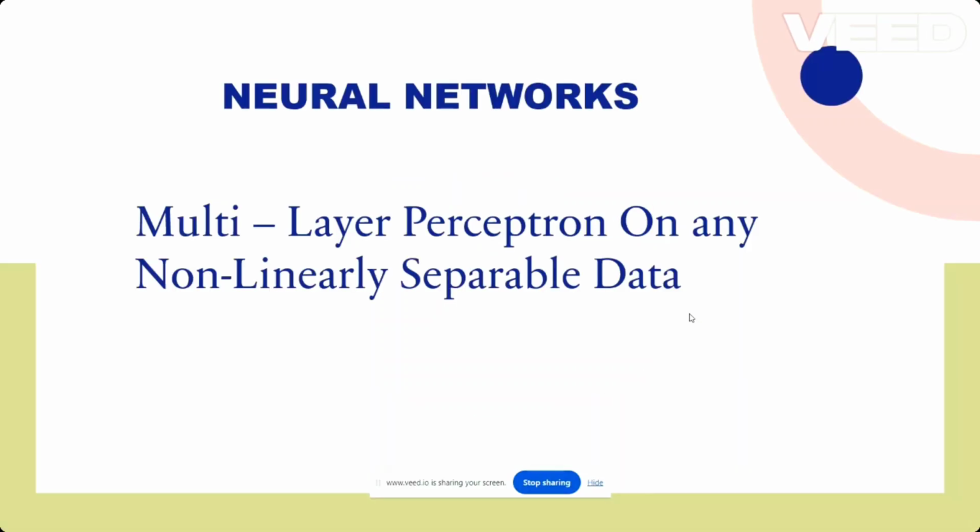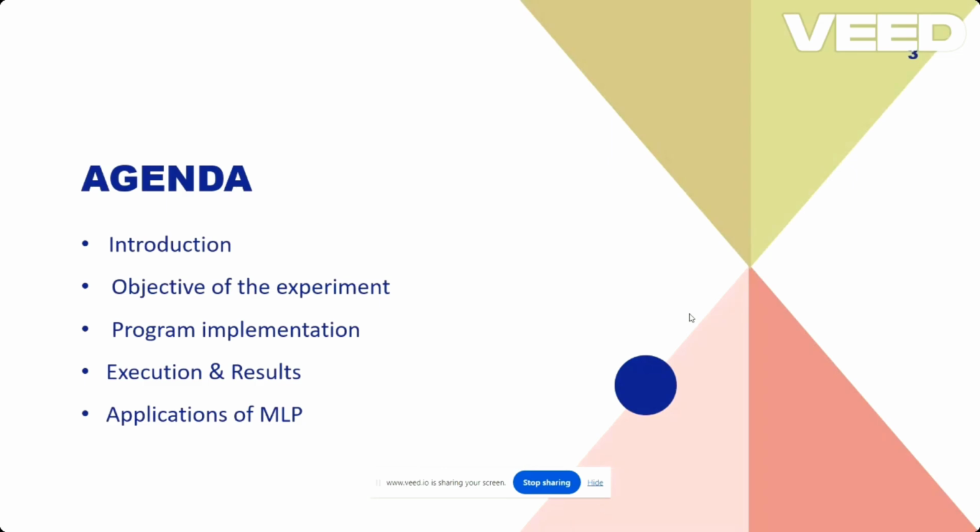I am going to explain the experiment on multi-layer perceptron on non-linearly separable data in neural networks. The agenda of the video is introduction, objective of the experiment, program implementation, execution and result of the experiment, applications of MLP, and then the summary.